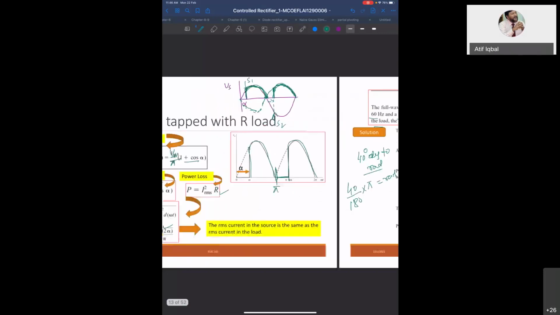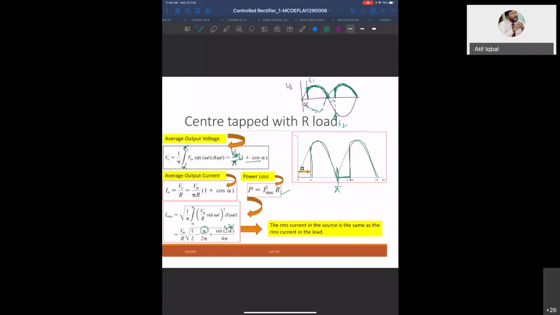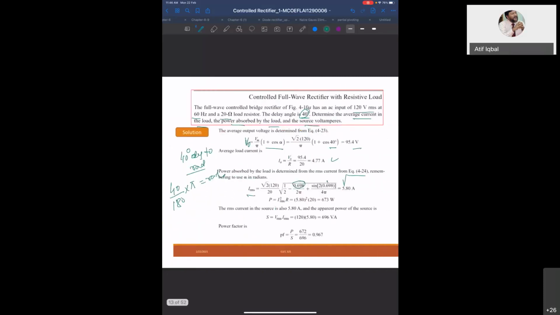Similarly, inside here also, alpha is in radians, everything will be radians. Put radians here also. So this is the power loss, and then this is VRMS, IRMS, which gives you the volt ampere. So this gives you the power factor.